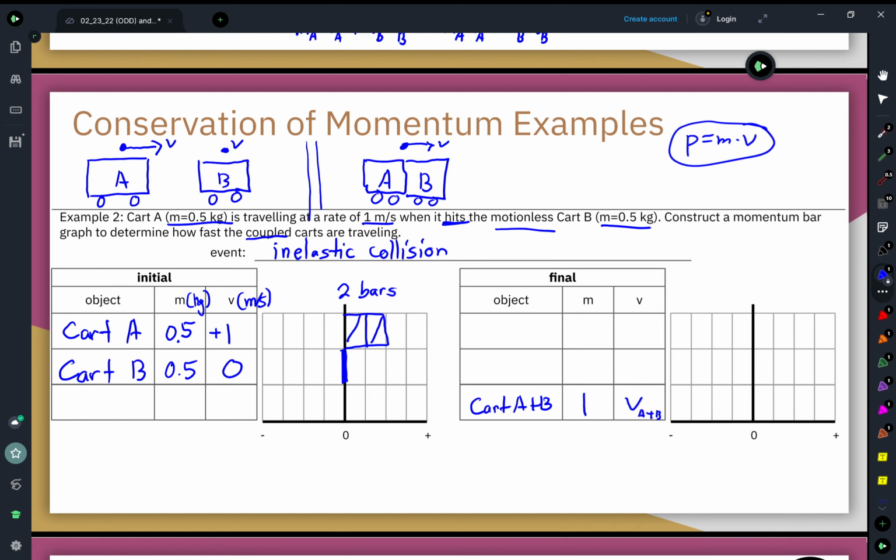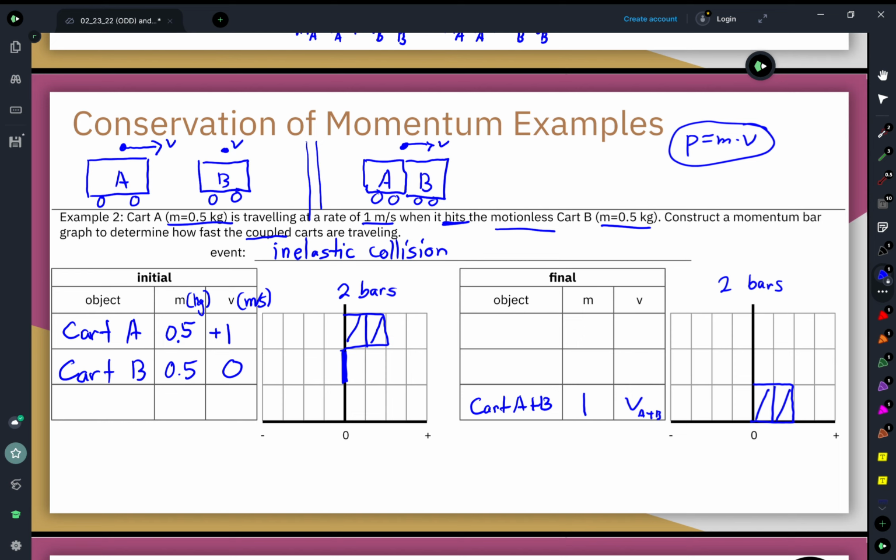In order for momentum to be conserved, that means I have to end up with 2 bars as well. I know that I have a mass for the coupled carts, but I don't know what the velocity is. I do know that I need to have a positive 2 bars, so I'm going to add that to my coupled carts. We have 2 bars of momentum for cart A and cart B coupled together.